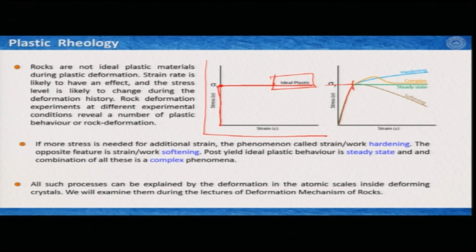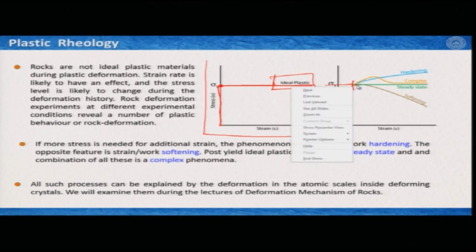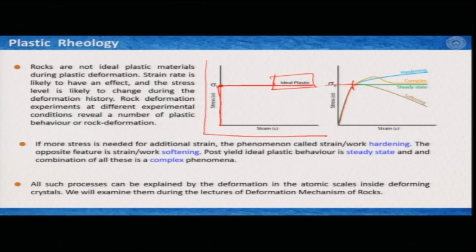Now, if after the yield, if the material deforms at a constant stress, what we see here with a green curve is known as steady state flow. If you need some more stress to flow the rock or to deform the rock, then this is called strain hardening. If we do not need even that much of the yield stress, a much lower stress to flow the rock, this is known as softening.